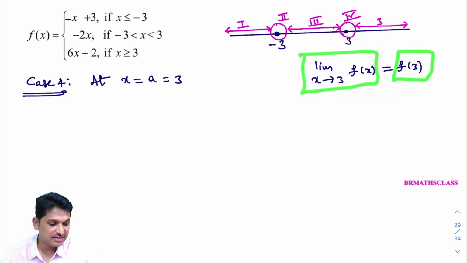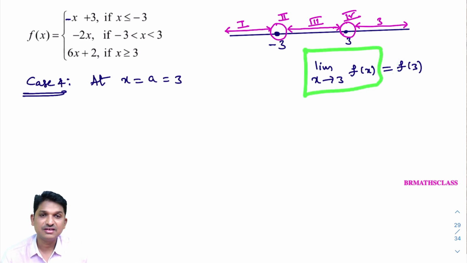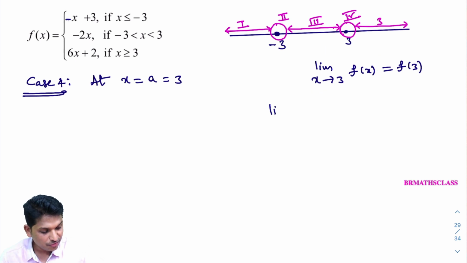Next I will calculate this. Later I will check both are equal or not. If both are equal, then I can say that function is continuous at x equal to 3. Okay. So first I will calculate this. To calculate this, we have a problem. What is the problem? Where you will get the problem? Limit x tends to 3, f of x you need to calculate.